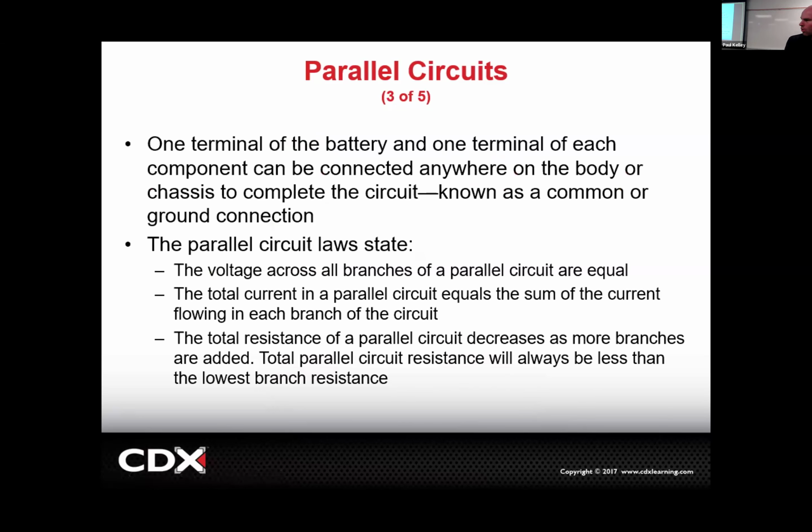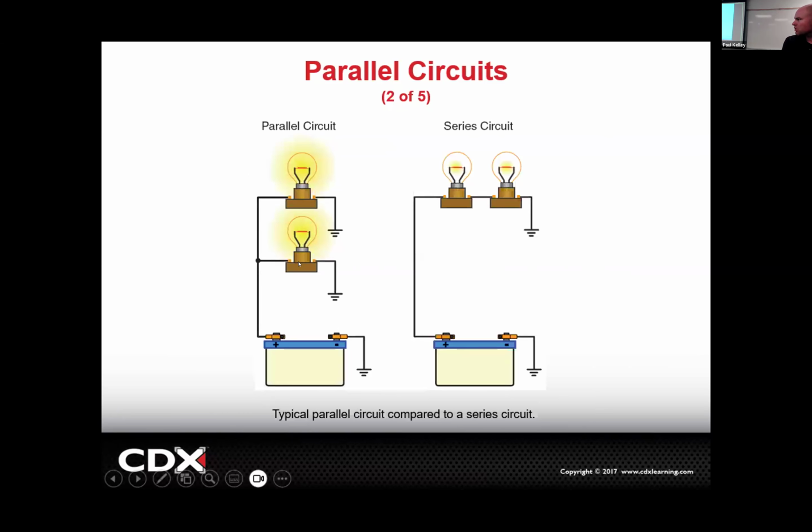Okay, and then it's saying the total resistance of a parallel circuit decreases as more branches are added. That's kind of what I was saying, right? So these go together. The total current in a parallel circuit equals the sum of the current in each branch, right? So if we had 2 amps and 2 amps, that means this part here is 4 amps.